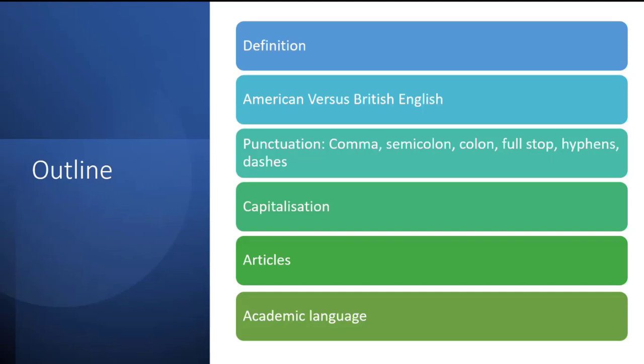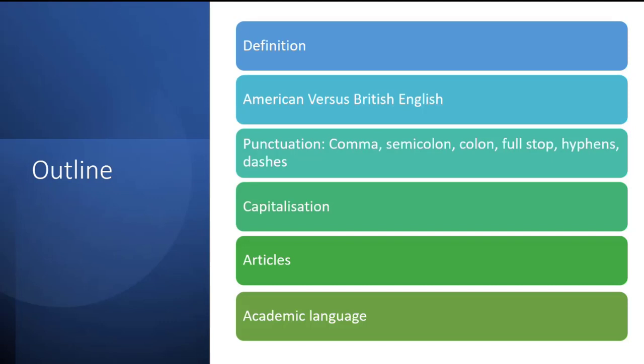However, as we mentioned in the previous workshop, your grammar and your language can move you from an A grade to a B grade, a C grade, or from a C to a B. So it's equally important that you write in an academic manner using appropriate grammar and appropriate language.